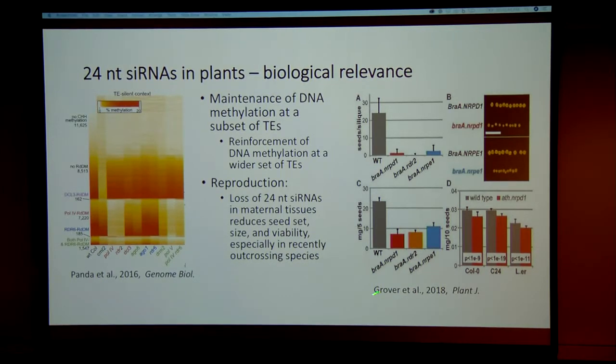This is recent work from Becky's group at Arizona in Brassica rapa, right? When they knock out the 24 nucleotide siRNAs in Brassica, they see a big defect in seed set, and it's probably due to rampant transposition.